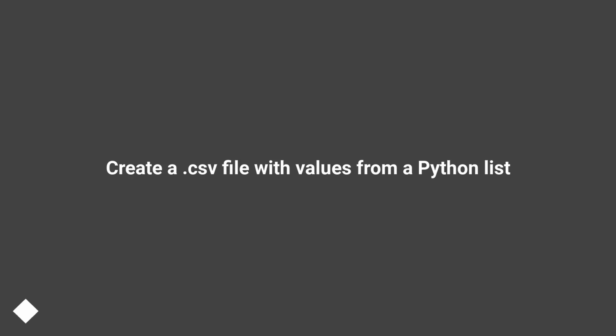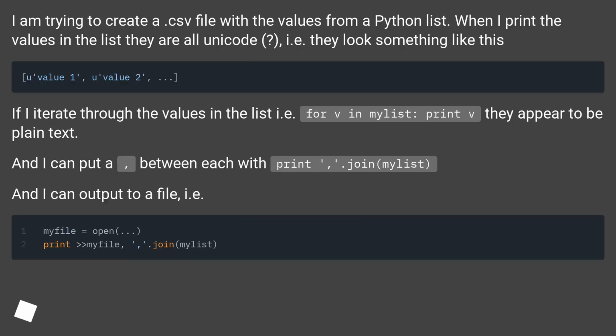Create a CSV file with values from a Python list. I'm trying to create a CSV file with the values from a Python list. When I print the values in the list, they are all Unicode, i.e. they look something like this.